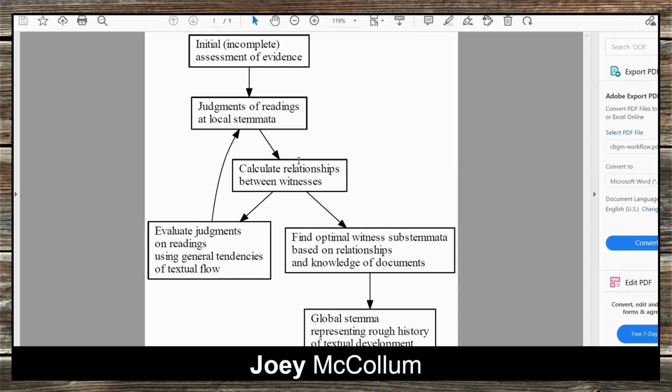And this is that iterative circle that I told you about. So this is kind of the big thing that the CBGM allows you to do to improve the state of the art from where we were before.